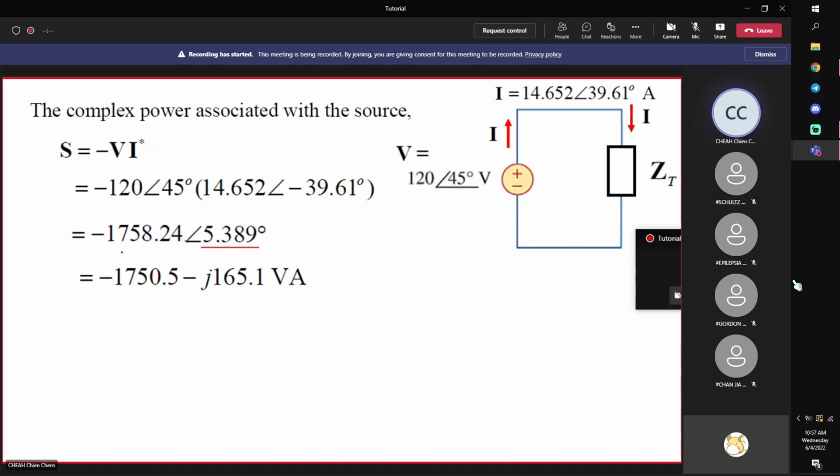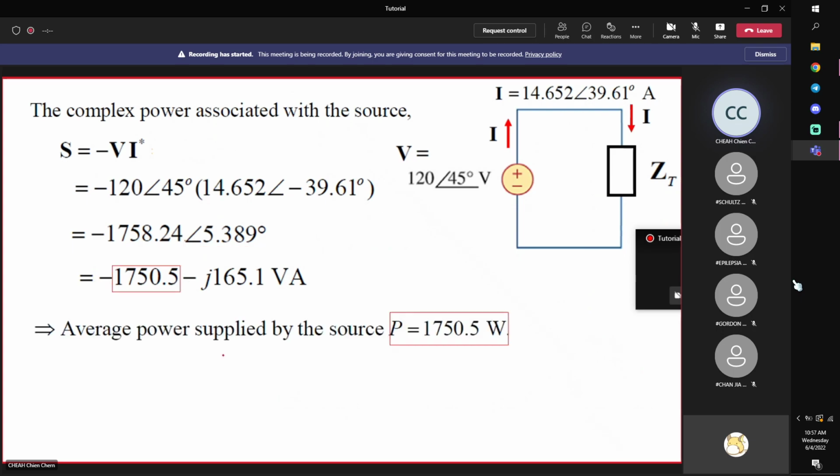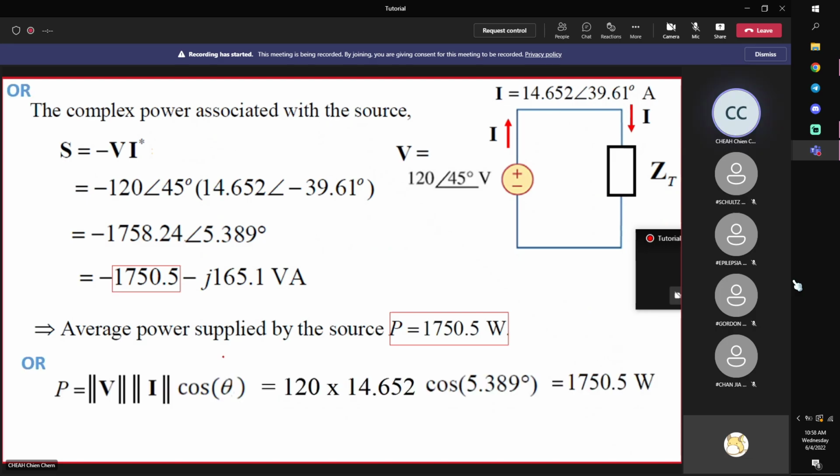After that, this polar form, you can also represent in rectangular form. And notice that there's a negative value of your real power. This is the passive sign convention. If it's a source, we put negative, meaning that it's supplying power, and it will be absorbed by the load. And we have calculated the average power based on the complex power.